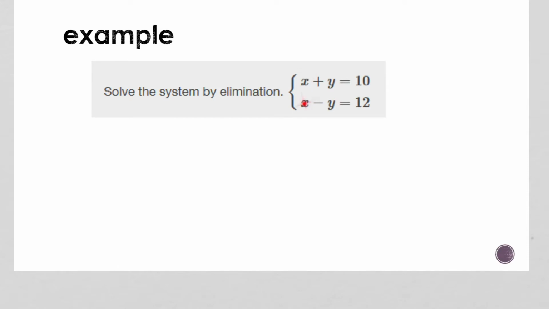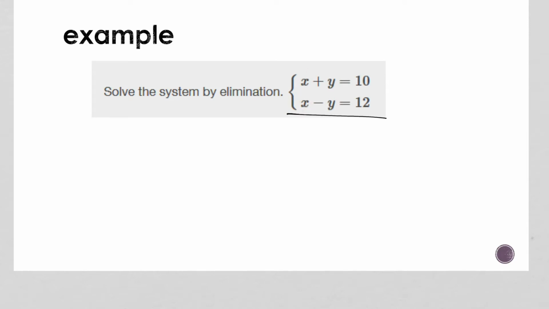Check this out. Well, our x's are not opposites. They both have coefficients of +1. But look at your y's. This one has a coefficient of a +1, and this one has a coefficient of a -1. So it's already opposites. I don't have to multiply by anything to create the opposite. It's already there. So I can just add these equations together.